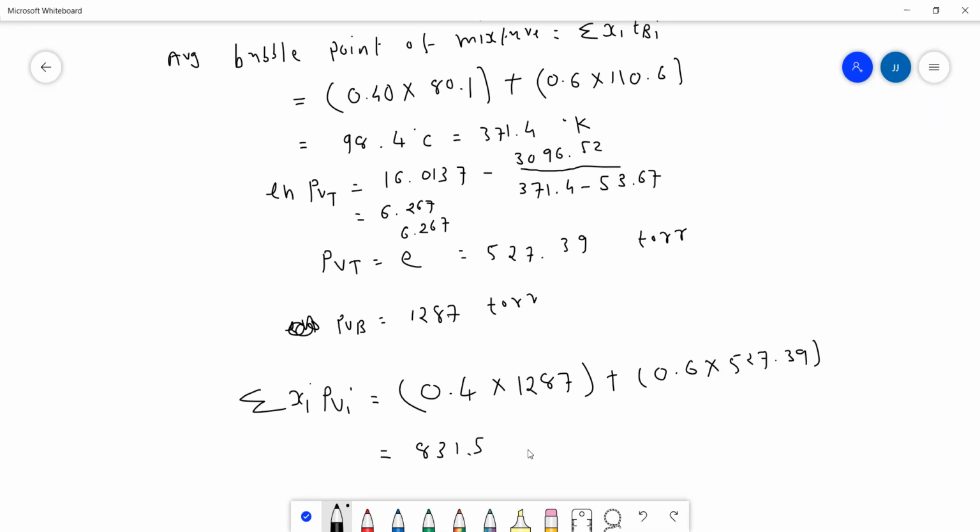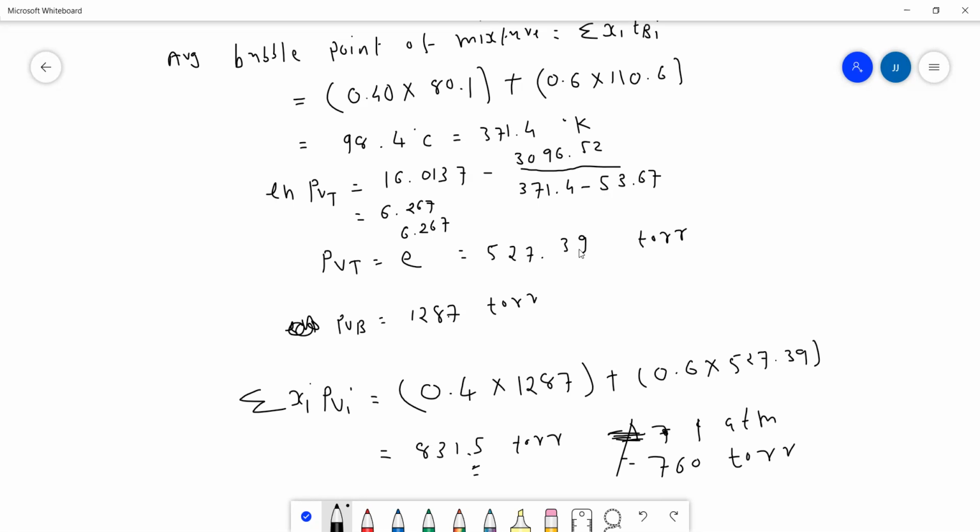So you get 831.5 torr. But it should be 1 atmosphere, that is 760 torr. The condition is not satisfied. It is not equal to 760 torr; it is higher. That means the vapor pressure should be less, then only it comes towards 760.